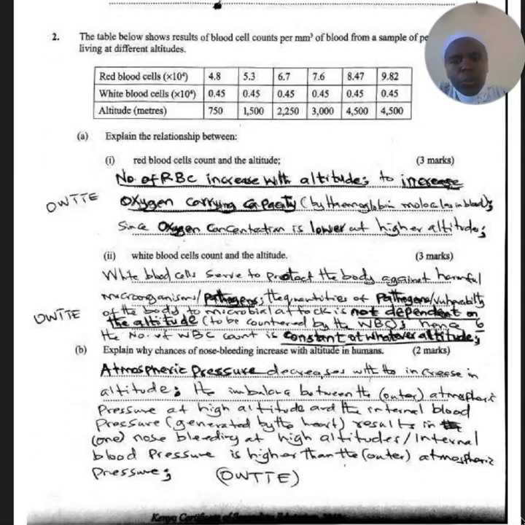The second question was, the table below shows results of blood cell counts per millimeter cubed of blood from a sample of people living at different altitudes. So here you have the red blood cells, and then white blood cells and the altitude in meters. At altitude 750 meters, they are about 4.8 and 0.45. So you can see the white blood cells are constant, 0.45 throughout. They have not changed in any way.